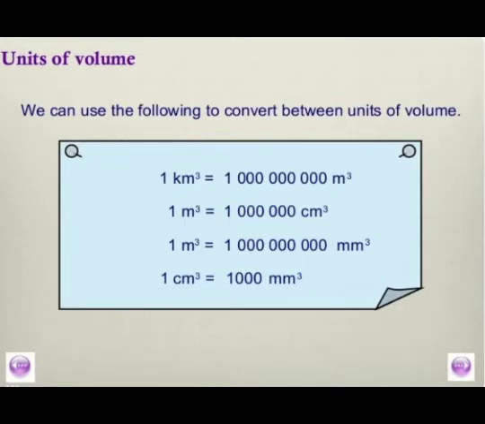We can use the following to convert between units of volume. So 1 cubic kilometer is equal to 1 billion cubic meters. So 1 cubic meter is equal to 1 million cubic centimeters. 1 cubic meter is equal to 1 billion cubic millimeters. So 1 cubic centimeter is equal to 1000 cubic millimeters.